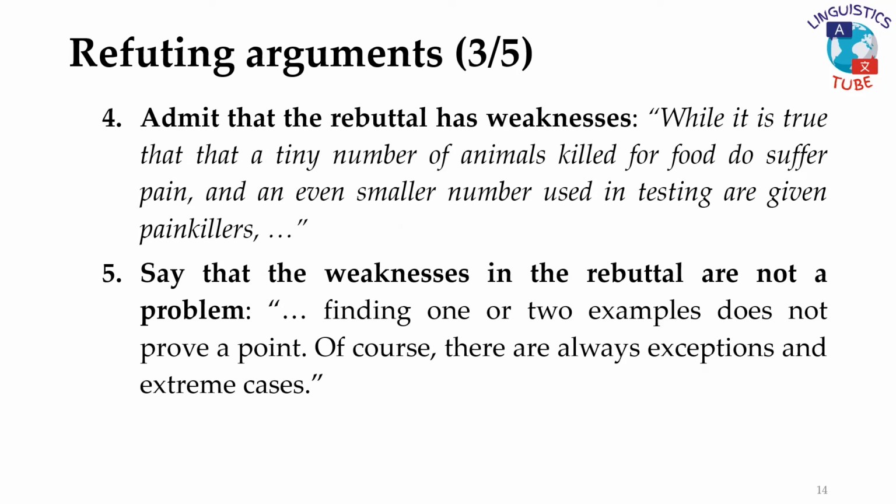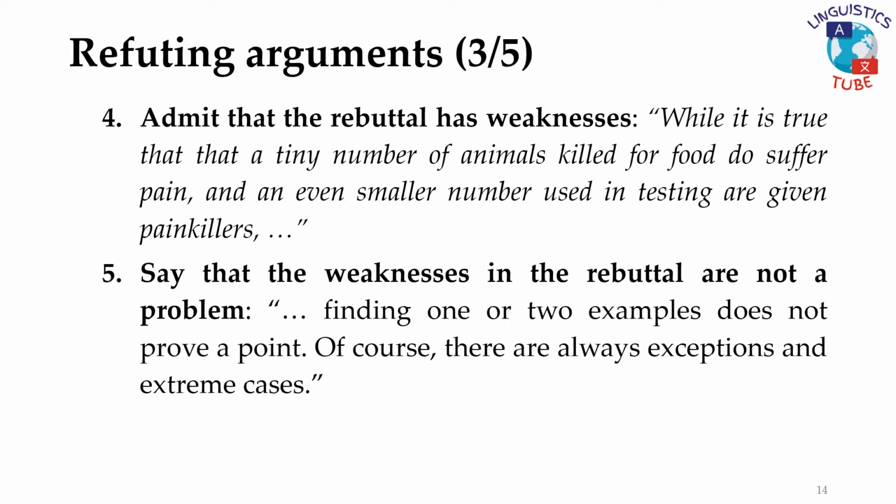The fourth part of this rebuttal is the speaker's admission that his or her rebuttal has some weaknesses. "While it is true that a tiny number of animals killed for food do suffer pain, and an even smaller number used in testing are given painkillers," this is a very good idea because it stops the other team from using this weakness in their response to your rebuttal. So, during your preparation, if you see a weakness in your own argument or rebuttal, then the other team will probably see it too. Therefore, it's a good idea to mention it before they do.